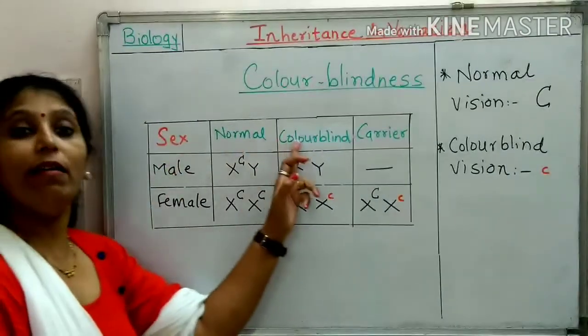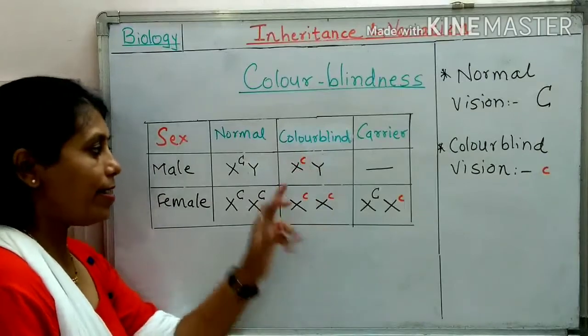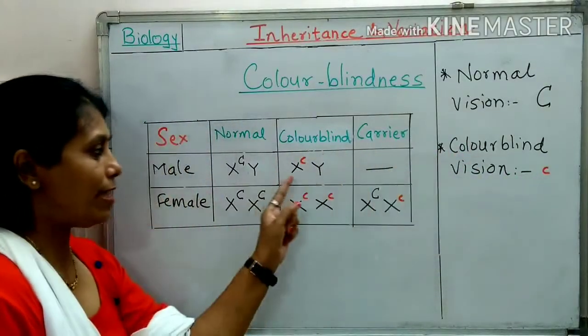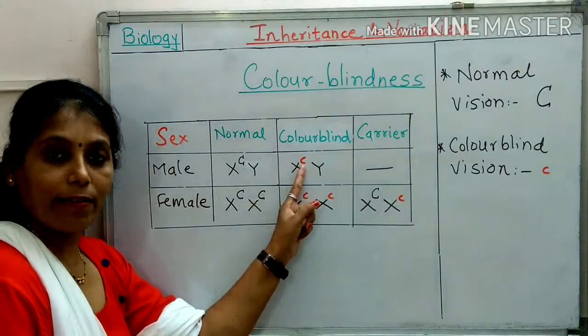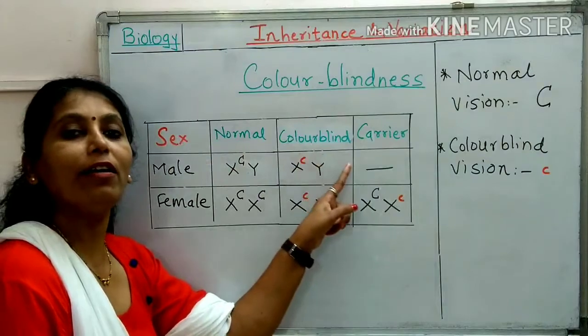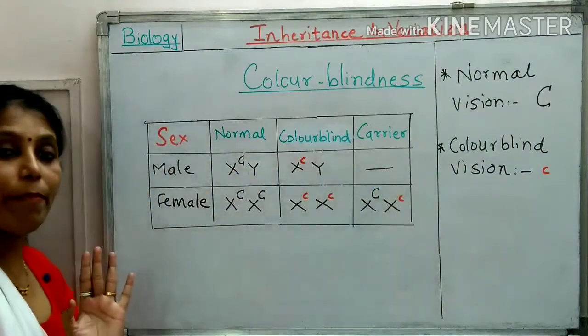If the male is color blind, X and Y are already there. For color blind, what letter have we used? Small c. So small c. Even a single gene is responsible for color blindness in case of male. There is no carrier in case of male.